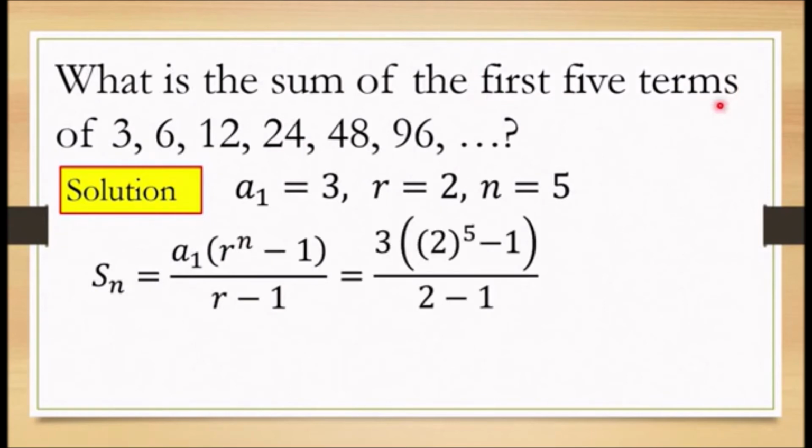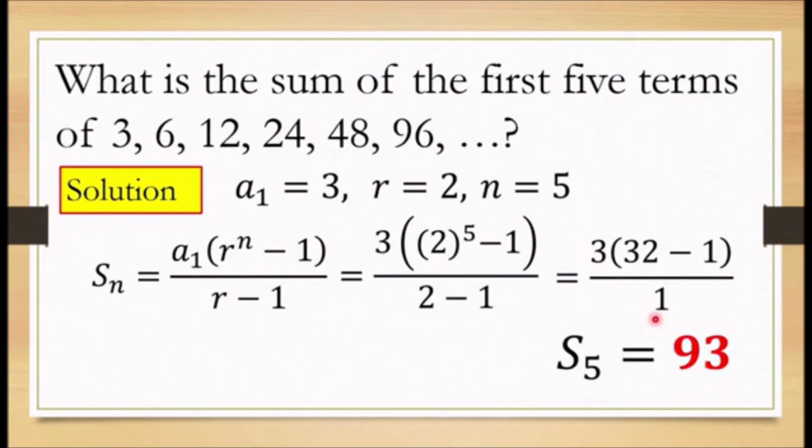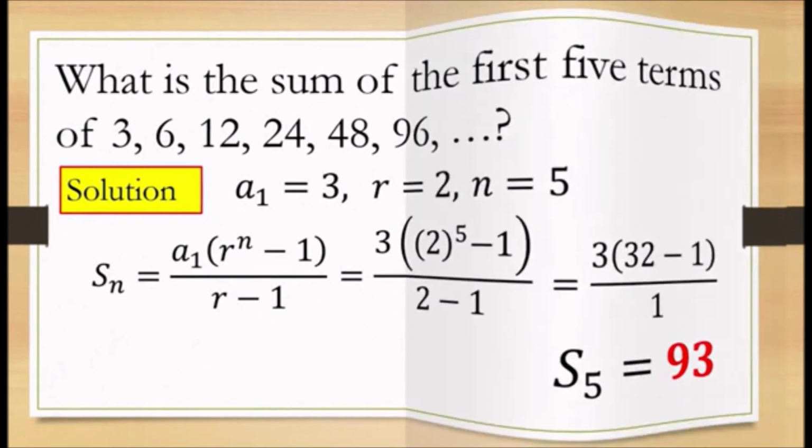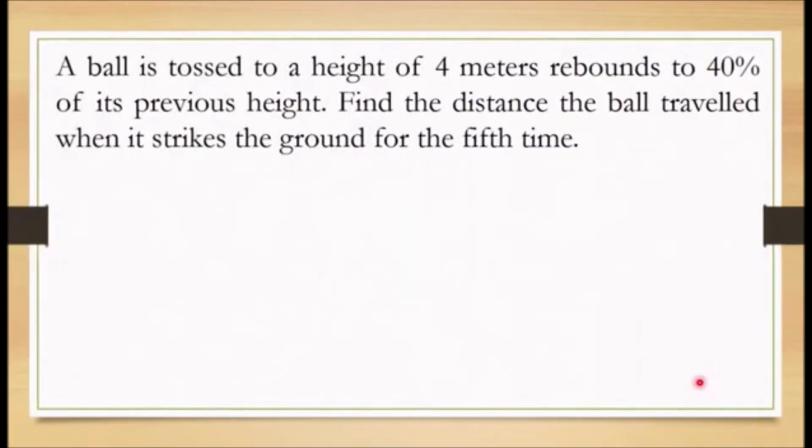Now, substitute the givens into the formula. We have now 3 times quantity 2 raised to 5 minus 1 all over 2 minus 1. So take note, only 2 is raised to 5. So 2 raised to 5 is equal to 32. So that is why we have here 3 times quantity 32 minus 1 over 2 minus 1, which is 1. Now, simplify that, the answer is 93. Or the sum of the first 5 terms of the given sequence is 93.